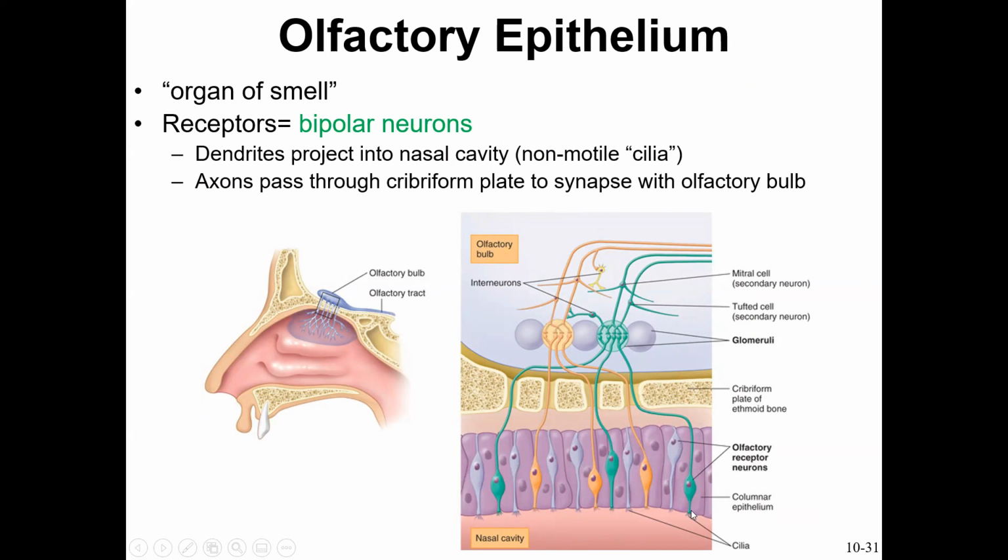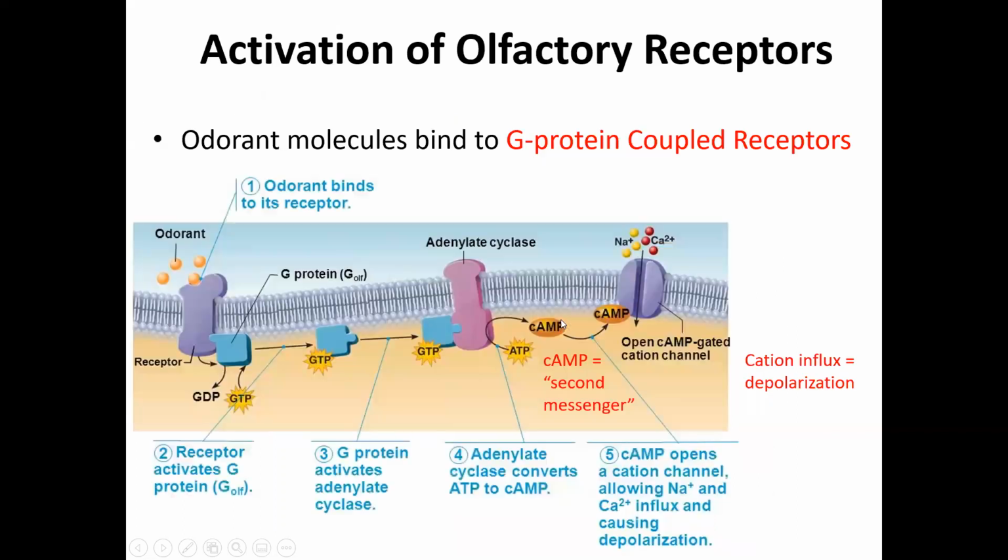Those are bipolar neurons. Okay, so again, one cell system here, not two cell systems. So the bipolar neurons are going to both sense the chemicals and then take that information to the brain. So it'll travel through little holes in the cribriform plate of the ethmoid bone and synapse with the olfactory bulb, which is part of the brain. Okay, so just one cell sensing it and then creating action potentials along the axons that will be conducted all the way to the brain.